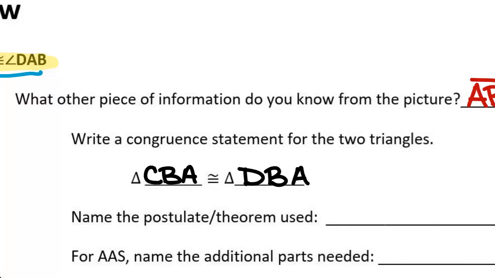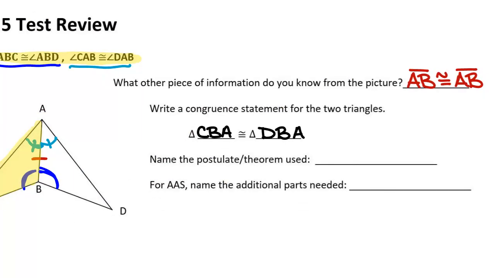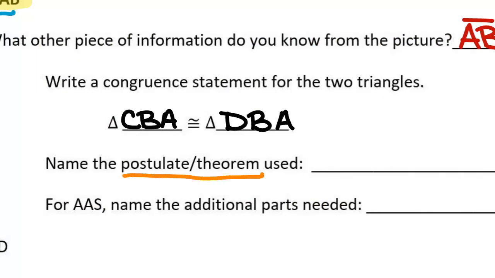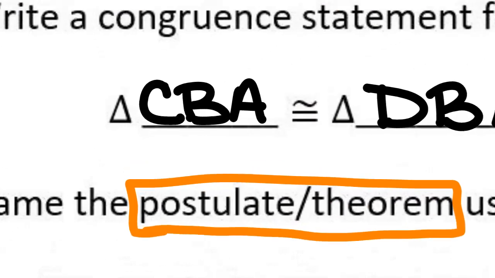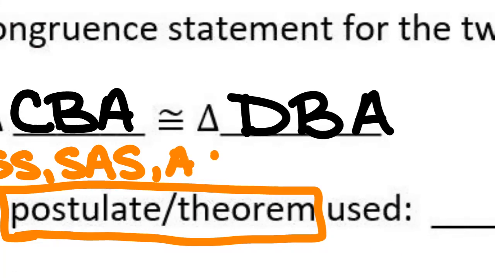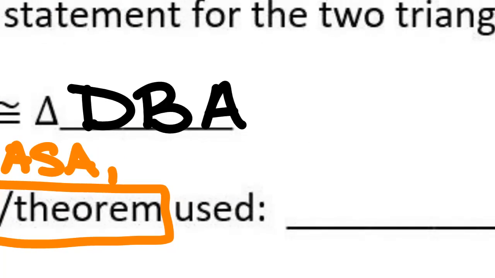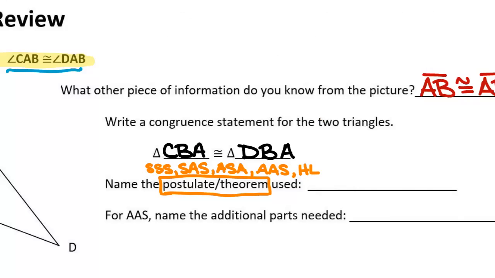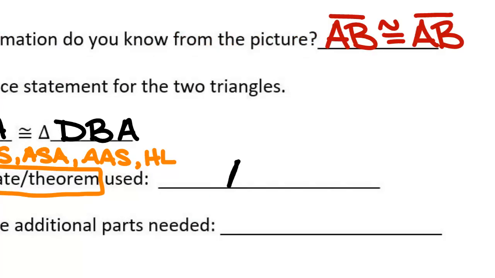Next part down, name the postulate or theorem used. So when we're talking about the postulate or theorem that is being used, when showing two triangles are congruent, my choices are side, side, side, side, angle, side, angle, side, angle, angle, angle, side, and hypotenuse leg. Which one of those is being used in this picture right now? Angle, side, angle. So we're going to do A, S, A.